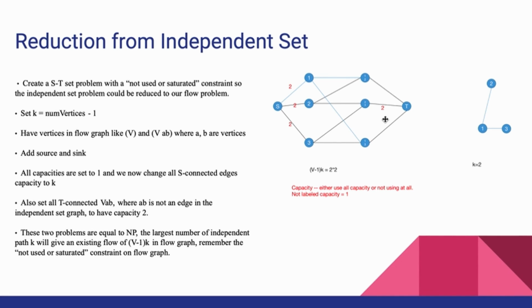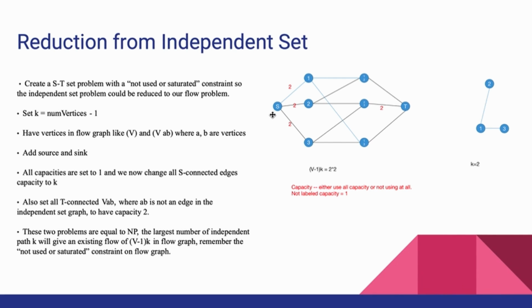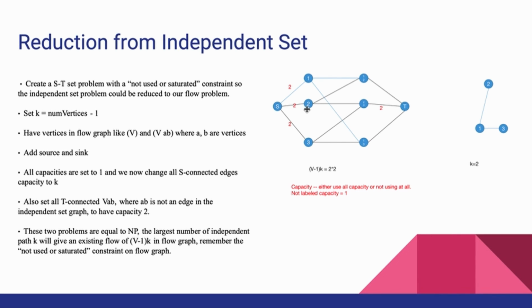On the left side, there is a graph of the used-or-saturated problem. That means there is the flow graph, and every time you want to use an edge in it, you have to use all of the capacity, and this is proved to be an NP-hard or NP-complete problem.